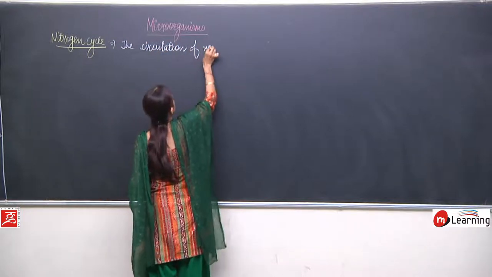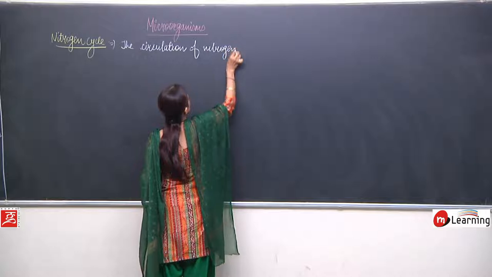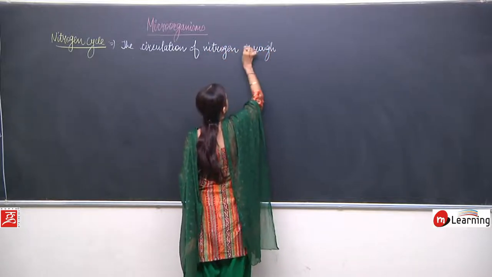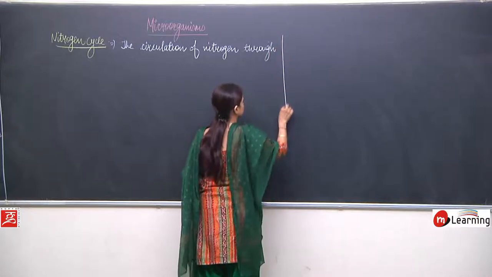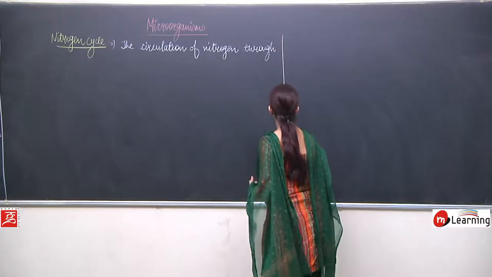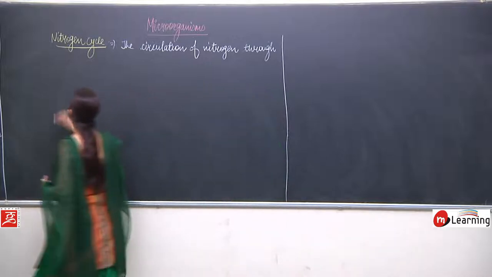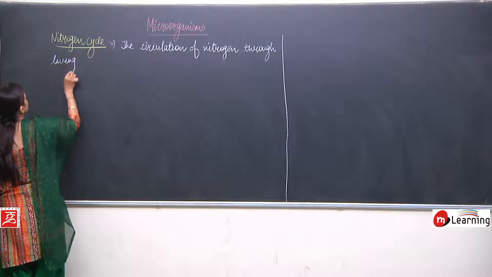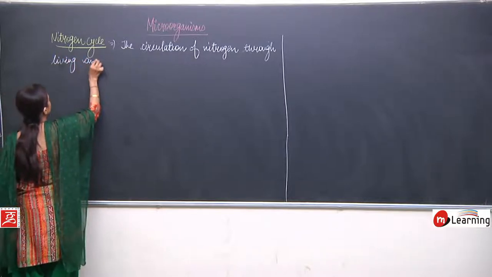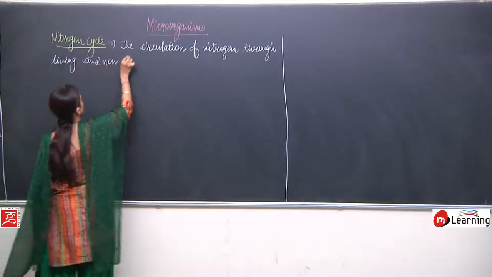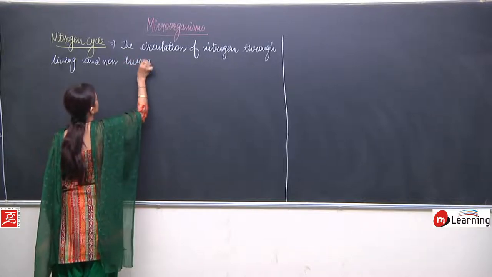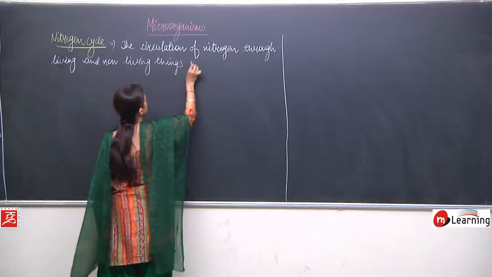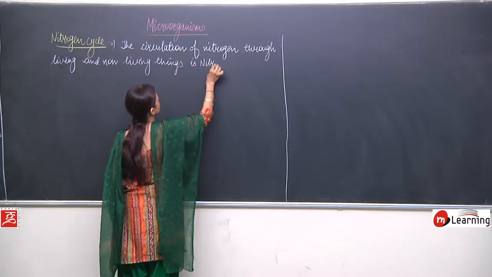The circulation of nitrogen through living and non-living things is the nitrogen cycle.